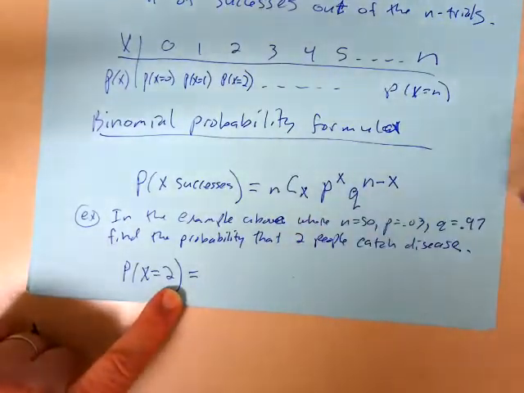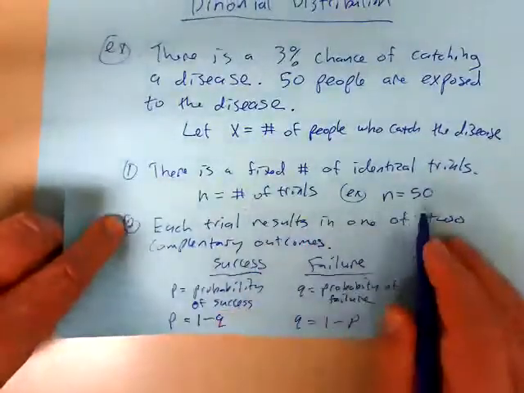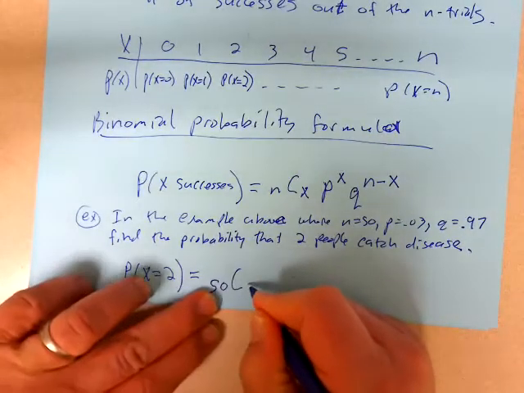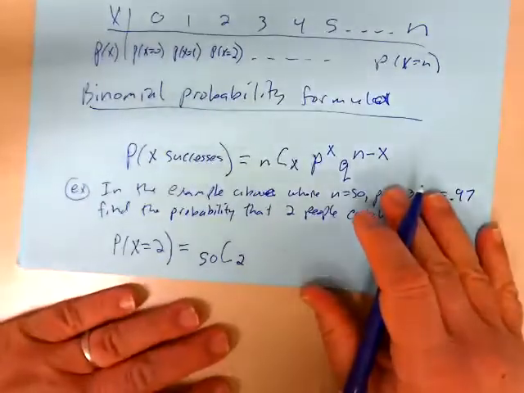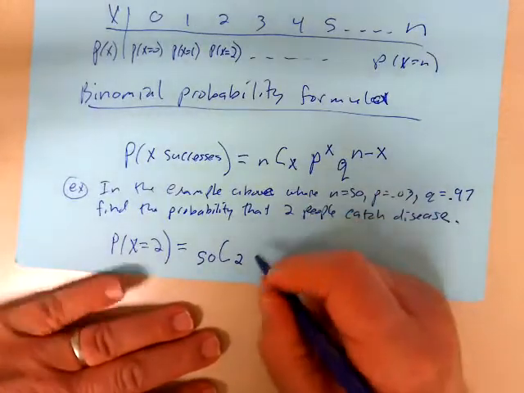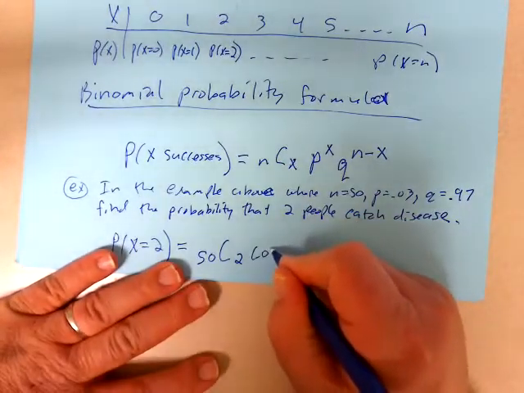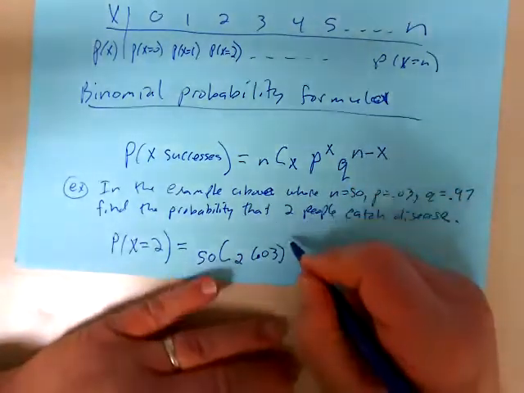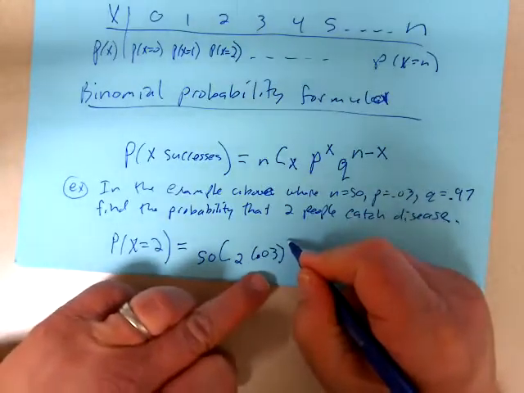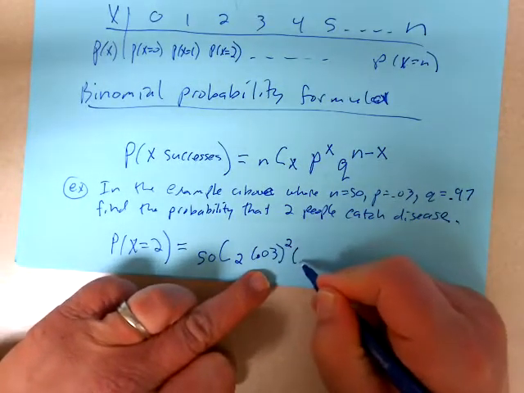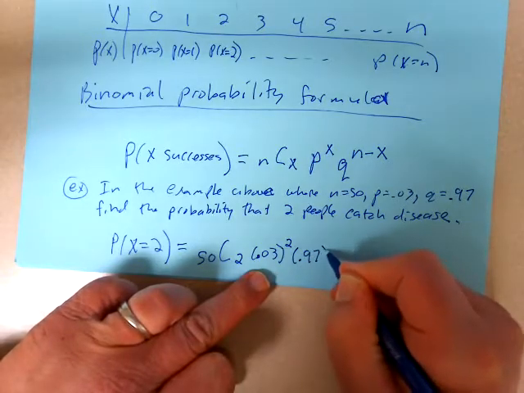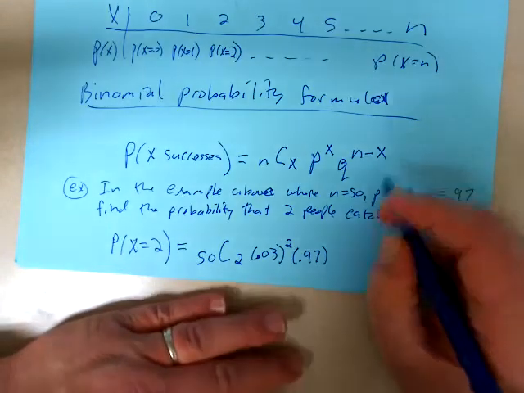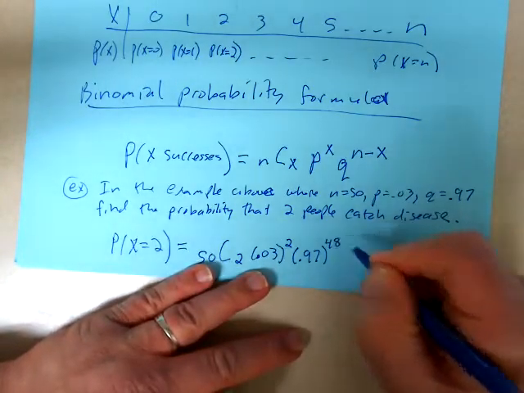Okay, so then in here, we have to look back. Remember, 50 people were exposed, so my total is 50, and then I want to choose 2 of those to be successes. Okay, and then my probability of a success, 0.03, raised to the second power, because this is the number of successes, right? And then 0.97 raised to the 50 minus 2, which is the number of failures, 48 power.